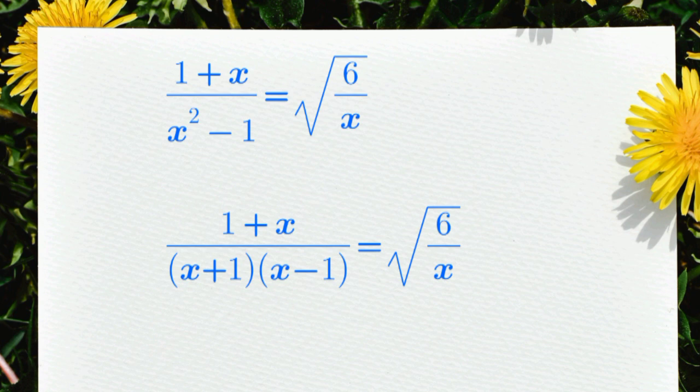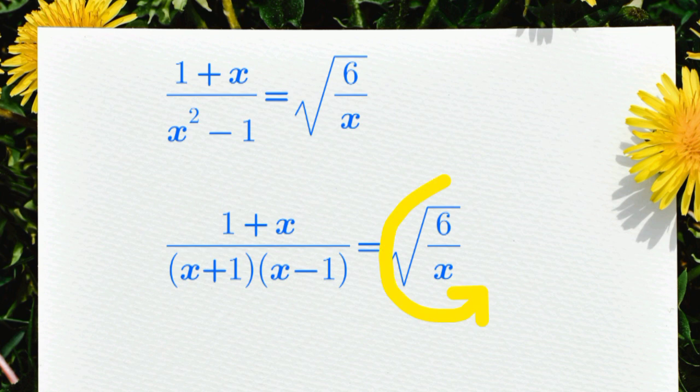Now, our x + 1 in the denominator can cancel our x + 1 in the numerator, and we're left with 1/(x - 1). So that will give us 1/(x - 1) = √6/x. Now, finally, you have to do something about the right hand side of our equation.